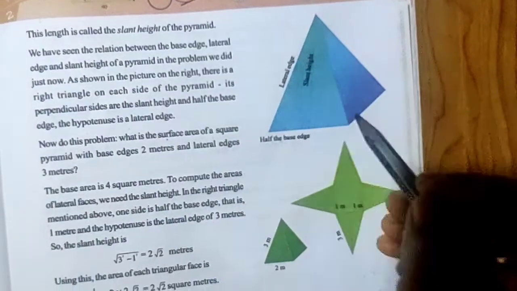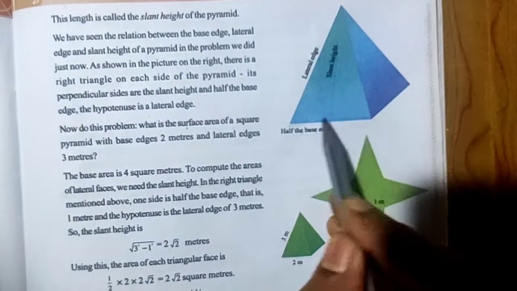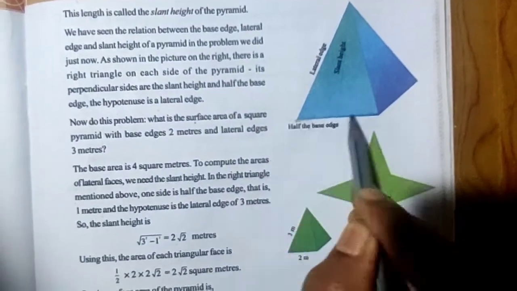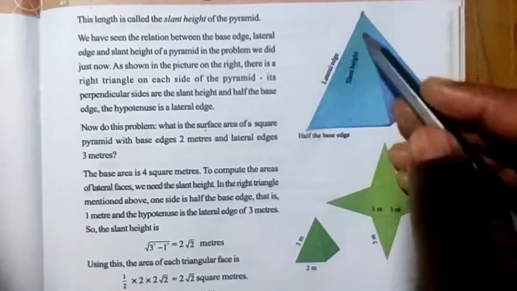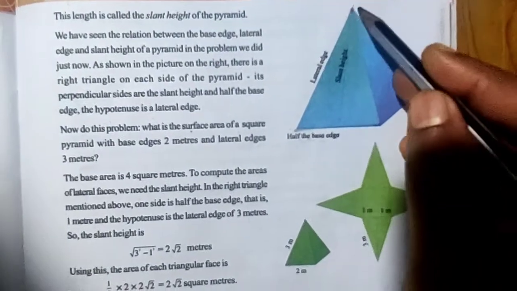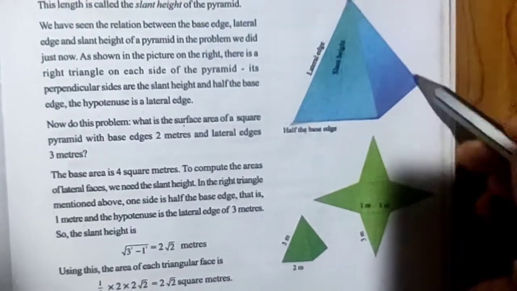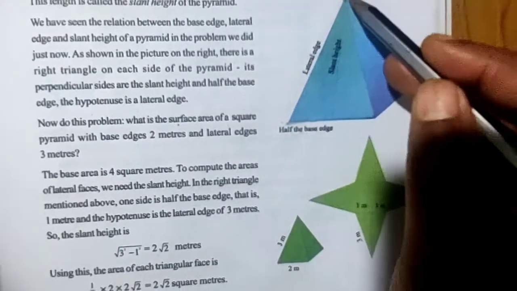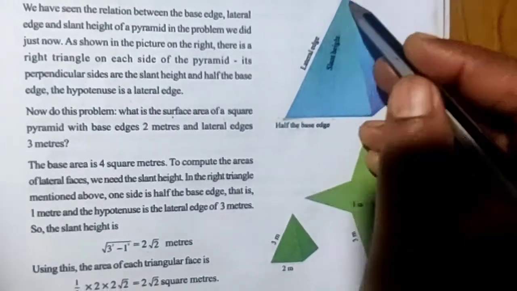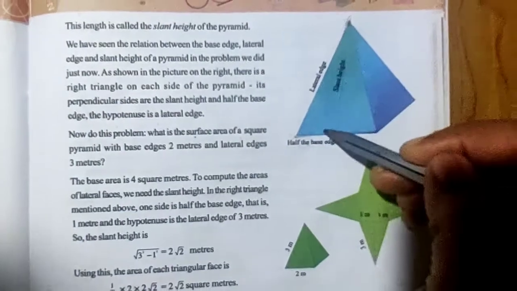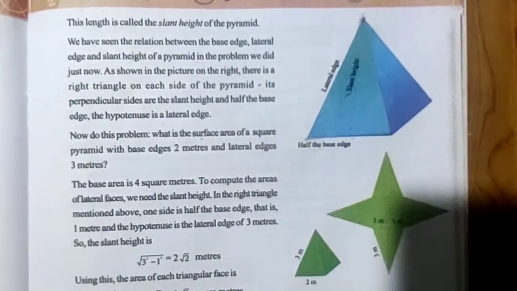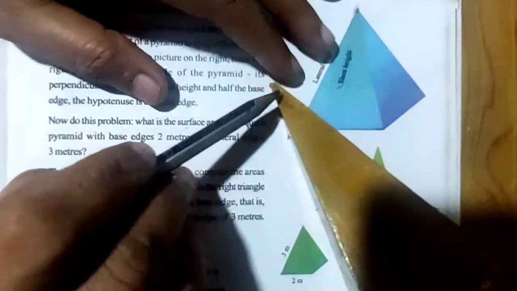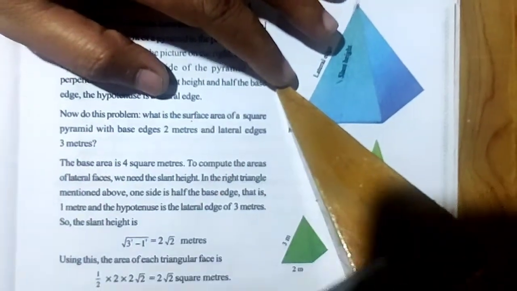So this one is a square pyramid. This is the base, and this height is the height of the triangle. Here you can see 4 equal triangles, and the height of the triangle is called the slant height. This is what we call slant height.